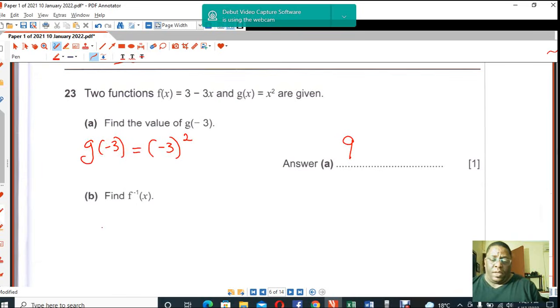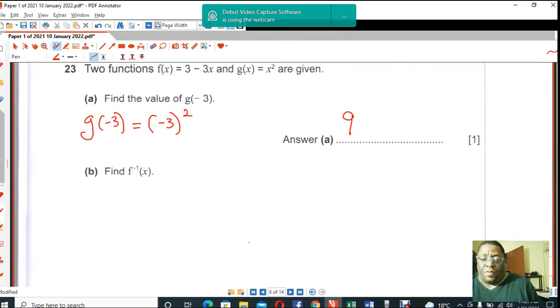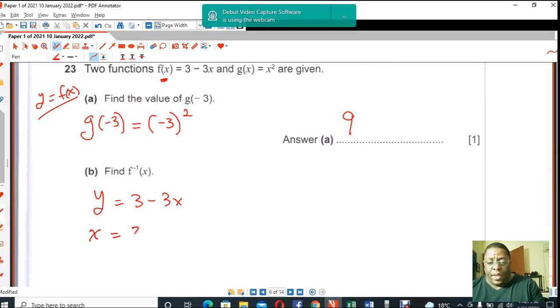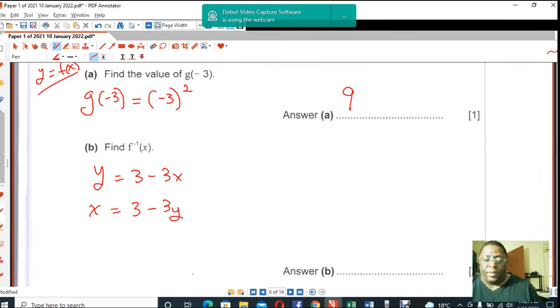Okay, then you're supposed to find the inverse of function f. So function f, I will just write what it is. So it's y equals 3 minus 3x. Okay, so just replace that, because f of x is equal to y. All right, so anyway, once you're here, you should remember that you are supposed to swap the letters around. And once you swap the letters around, now you try to make y the subject of the formula.